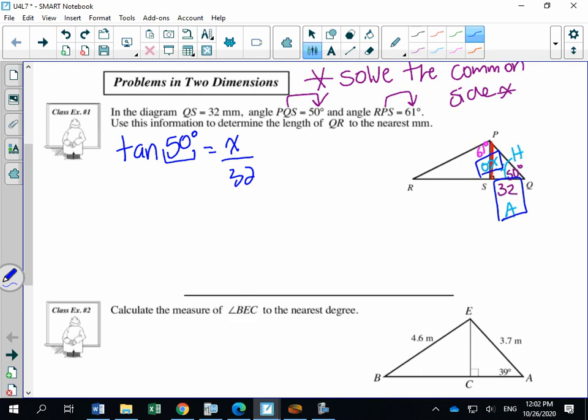Okay, from there, X is on the bottom, so get rid of it. X divided by 32, multiply this by 32, this by 32. Remember, we round in trig at the very end. So Kieran, what do you get when you put that into your calculator?